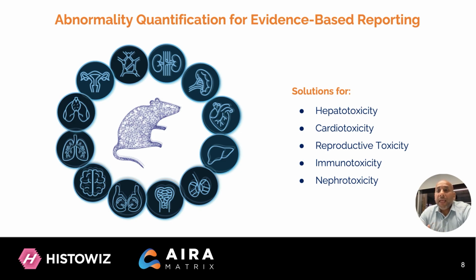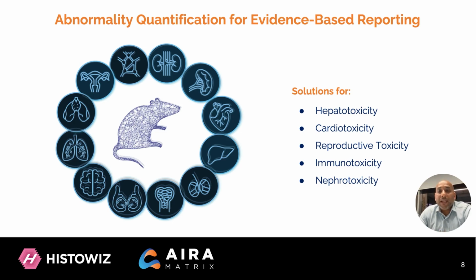By leveraging AI, we can quantify structural changes in tissues, ensuring that findings are consistent, reproducible, and backed by comprehensive evidence. One of the key advantages of AIRATOX is its ability to standardize toxicological assessments across studies and institutions. This ensures that the results are not only faster, but also more transparent, helping to support regulatory submissions and decision making with robust digital evidence.